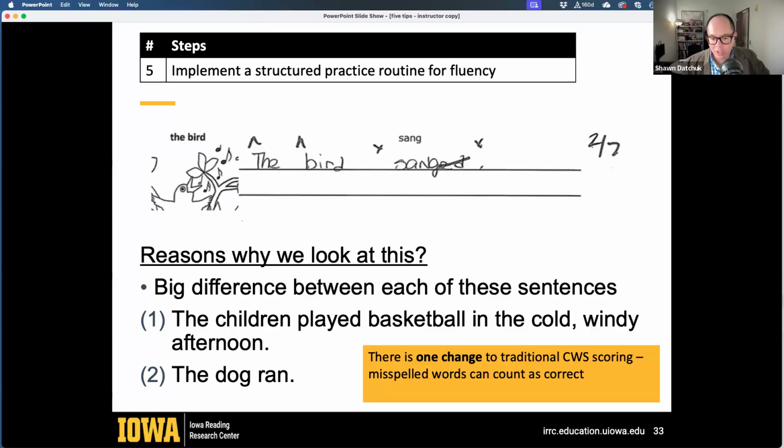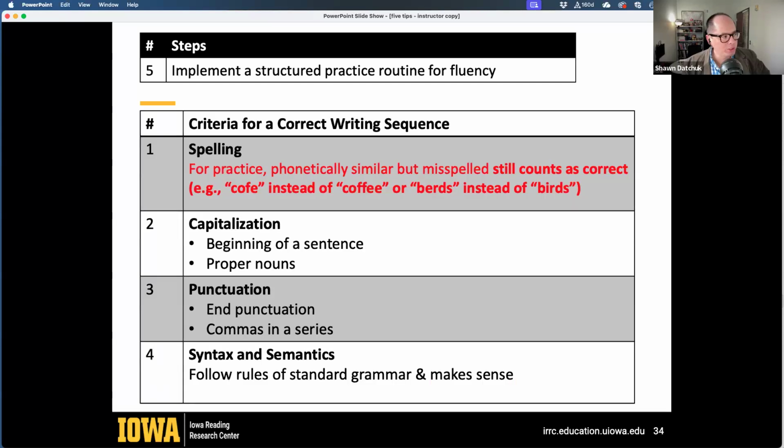So we started counting for correct writing sequences with one change. So we want it to follow general rules of spelling. I'll get to that. Capitalization, punctuation, syntax, and semantics. So if it follows these rules, we go, yep, you get a point. We did loosen up the rules regarding spelling into if we can tell what the word is, basically, if it's phonetically similar, we'll take it. So coffee spelled phonetically instead of coffee, or birds instead of birds.